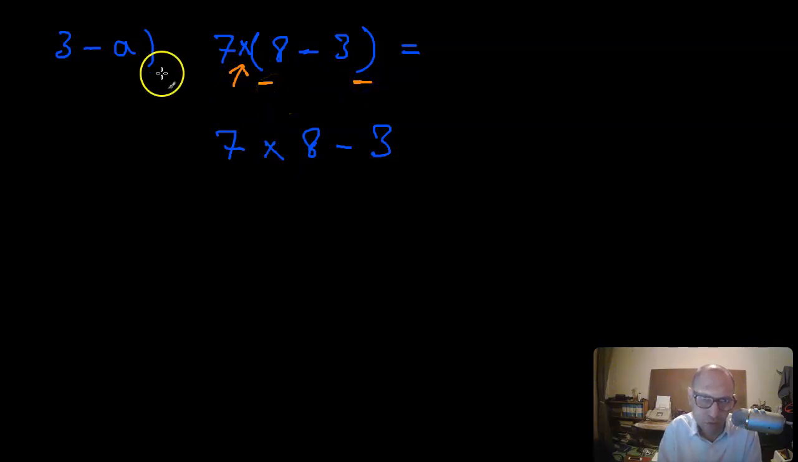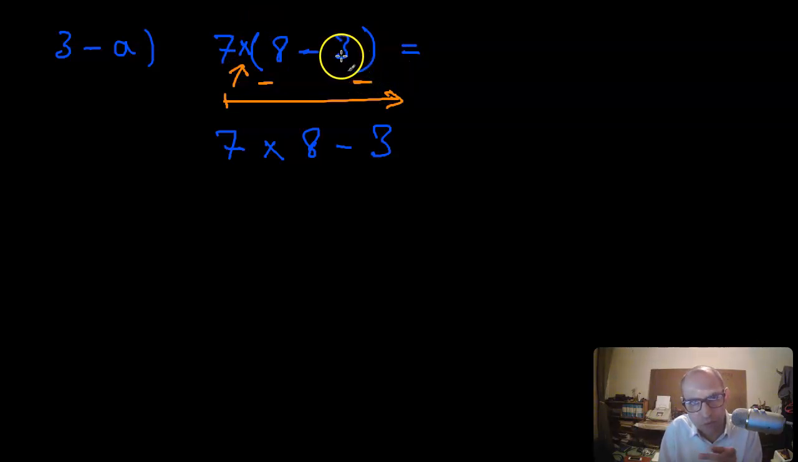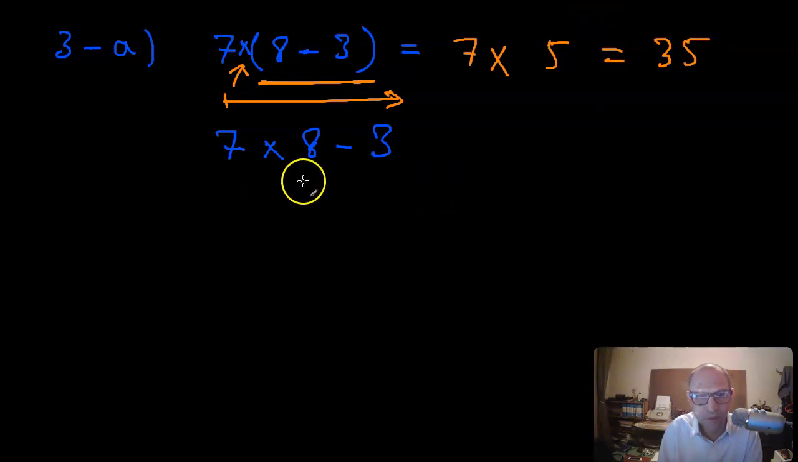And of course, I have to move from left to right, right? So when I move from left to right, first I encounter the multiplication sign, and then there is the pair of parentheses. But because you have to give priority to the pair of parentheses, you have to do this part first, meaning the multiplication has to be left for later. So 8 minus 3 is equal to 5, and 7 times 5 is equal to 35, right?